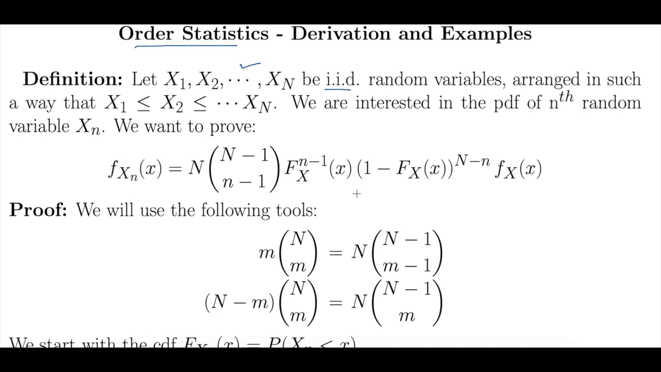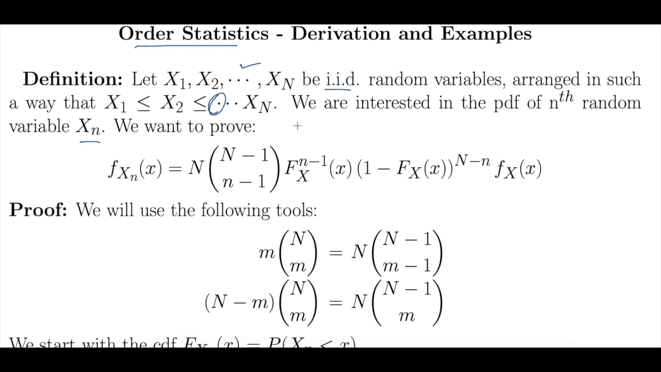So what does it mean? Let's suppose we have a group of random variables which are independent and identically distributed, and they are arranged in such a way that the first one is the minimum and the last one is the maximum, and they are in ascending order. Okay, so now we are interested in the PDF of somewhere here, right? So the nth random variable, we are interested in the PDF of that.